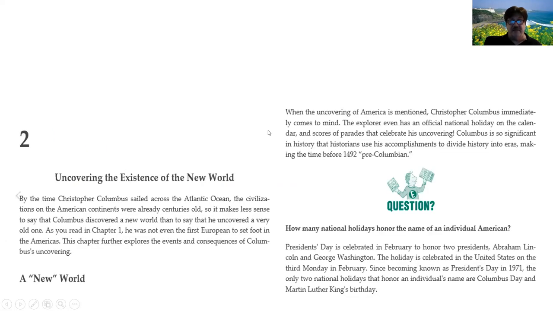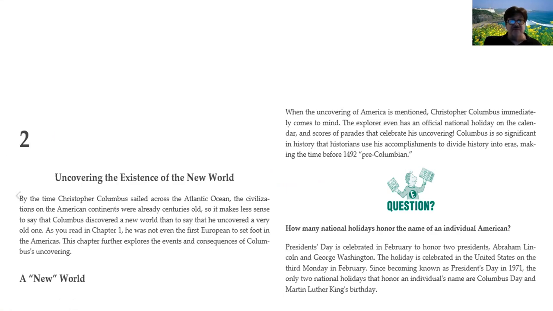That's week one. We're starting here with uncovering the existence of the New World. That's what Europeans called America. There was no United States at the time. It was a whole new world to them, even though they would find out that there were native people living here. But most of it was empty to them, so it was called the New World.